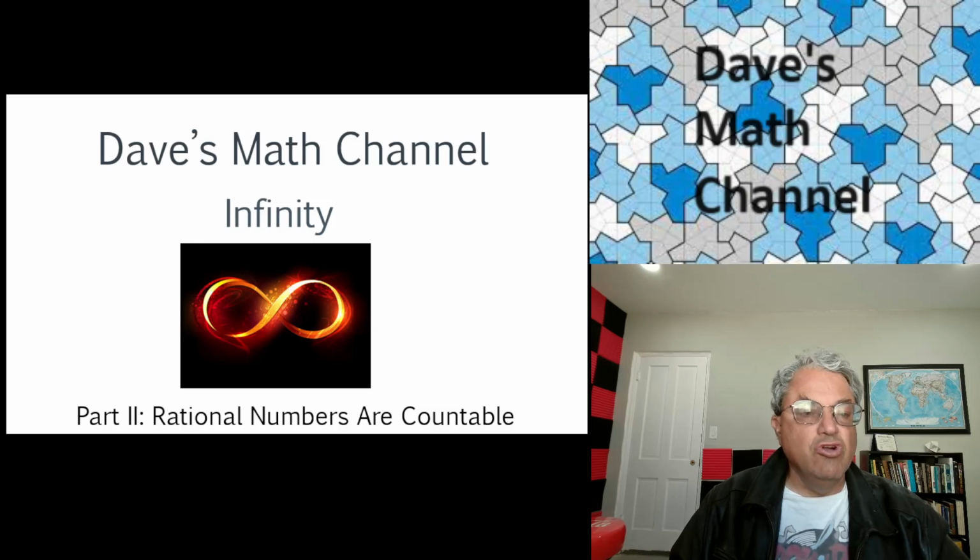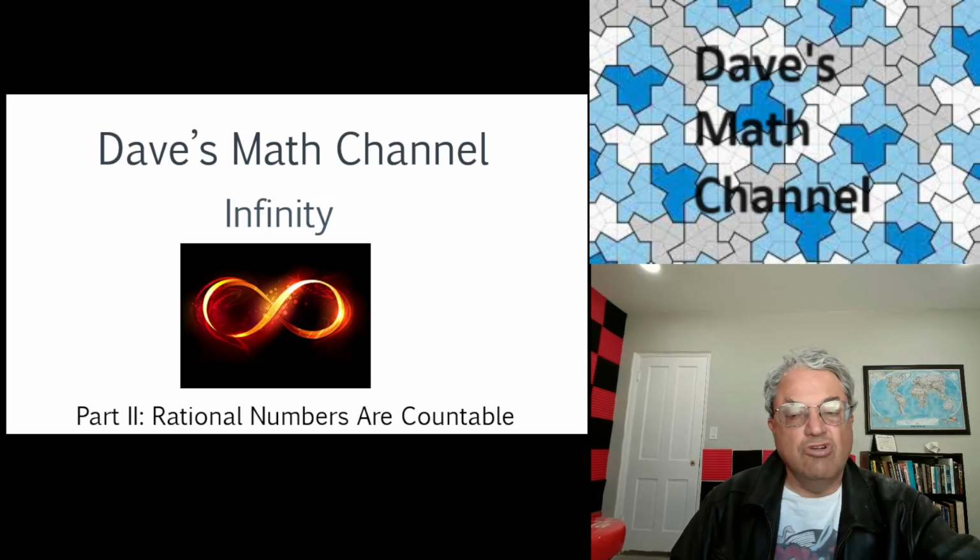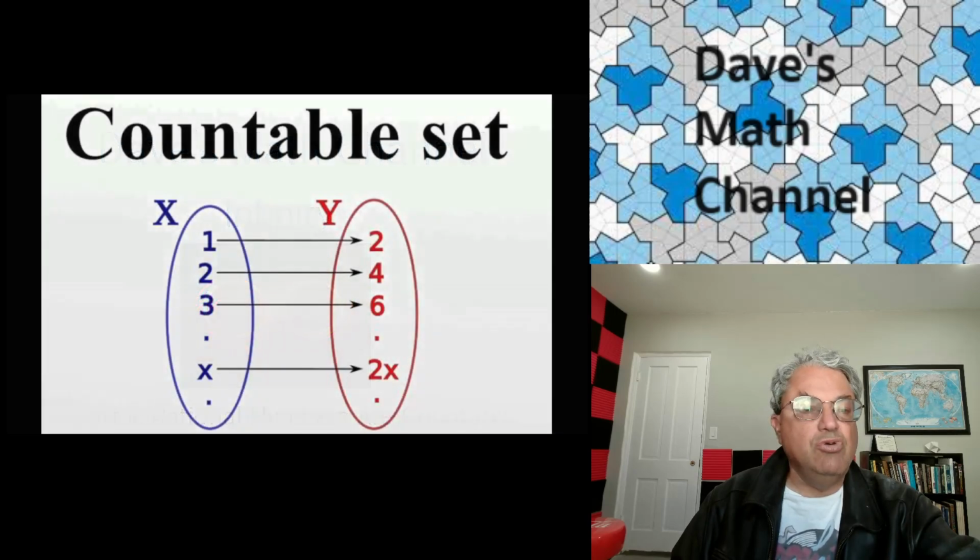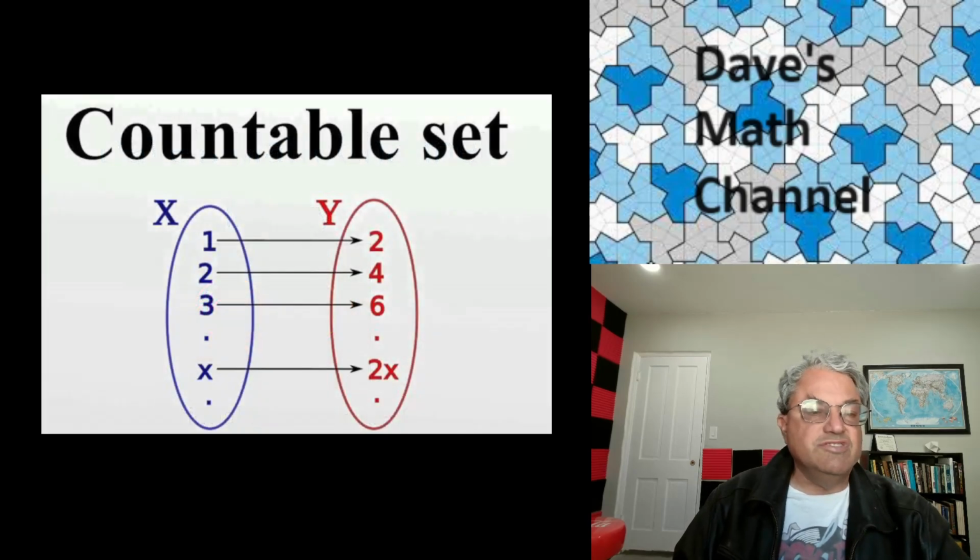This is part two, and this one's entitled Rational Numbers Are Countable. I guess I have to explain what that means first. So, what do we mean by a countable set? Well, a countable set is just a set where you can sort of count all the elements. It can either be finite or infinite. Finite sets are examples of countable sets.